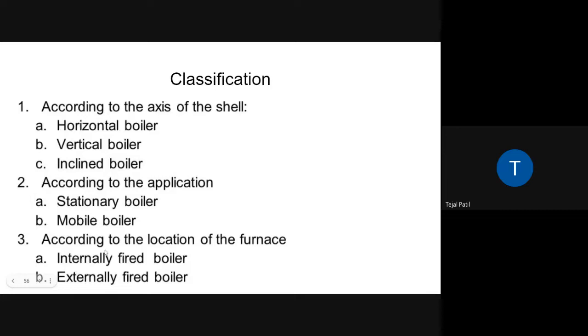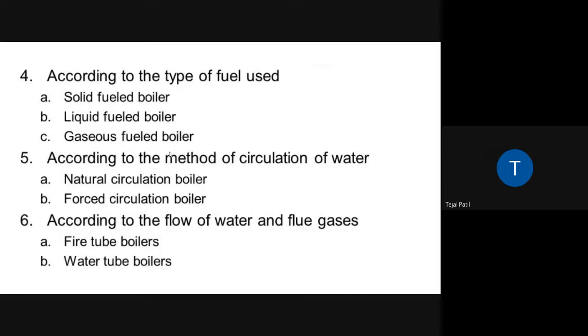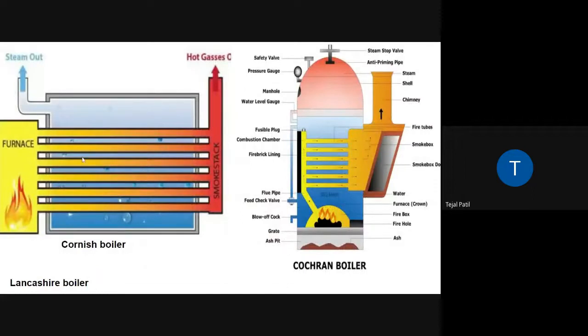Then the next one is according to the location of the furnace. That means where the fire is going to take place in the boiler. If the furnace is inside the boiler, then it is an internally fired boiler. If the furnace is outside the boiler and the burned gases come inside afterwards, then it is an externally fired boiler. Then the next one is according to the type of fuel. So here you can see this is the externally fired boiler.